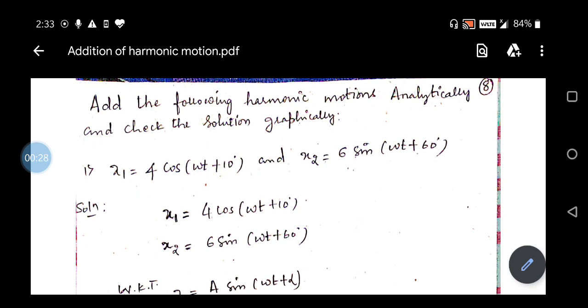Add the following harmonic motions analytically and check the solution graphically. So problem number 1, x1 is equal to 4 cos(omega t plus 10 degrees) and x2 is equal to 6 sine(omega t plus 60 degrees). So let us start with the solution. Let x1 is equal to 4 cos(omega t plus 10 degrees) and x2 is equal to 6 sine(omega t plus 60 degrees).